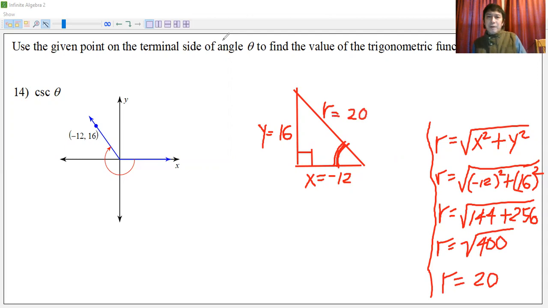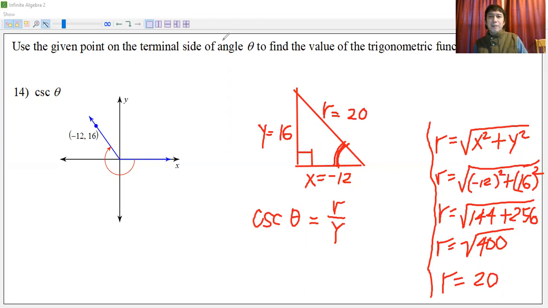Let me see the ratio. If you divide it by 2, it's a 10. Divide by 2, it's an 8. And that's a 6. Yes, it's correct. That's a positive 20. Now we're ready to compute for our cosecant of theta. Cosecant of theta involves the r ratio to the y.